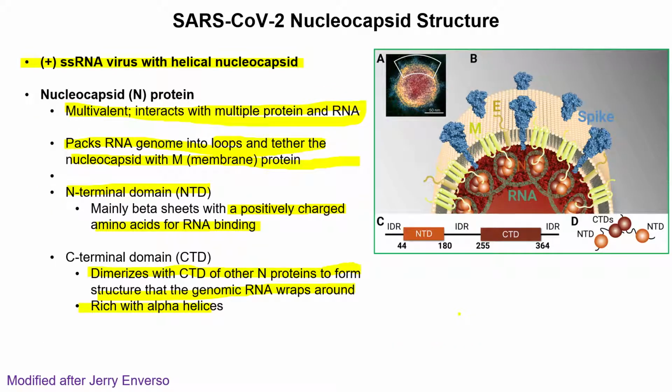Just remember why the N-terminal domain contains the positively charged amino acids for RNA binding, that's important. And the C-terminal domain is a dimerization domain. And the nucleocapsid is multivalent. It binds RNA as well as protein-protein interaction, and it interacts with the M protein, which tethers the nucleocapsid to the membrane.